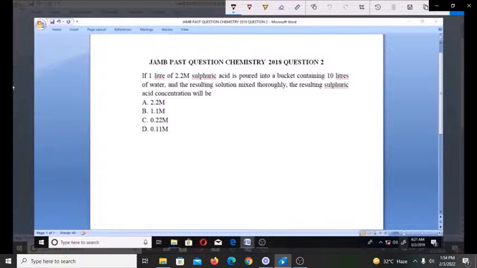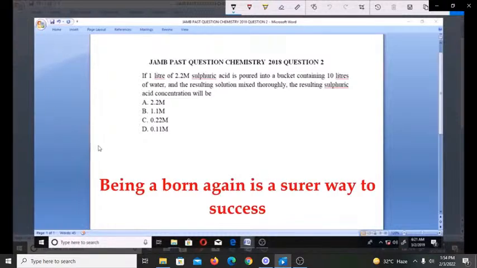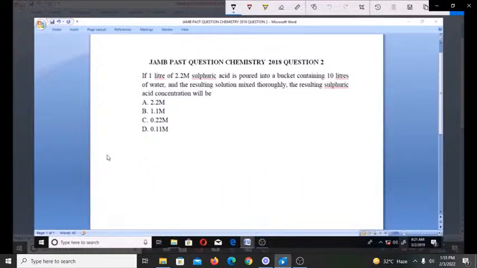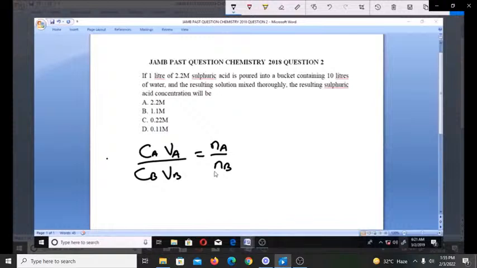Now, whenever you see a problem that concerns solution formation, a solute inside a solvent, the general formula that is used is CaVa over CbVb, that is the concentration of A, one of the components, times its volume, all over the concentration of the other one times its volume, equal to the number of moles of the first one all over the number of moles of the second one. So this is the formula that you use whenever you see a similar calculation.